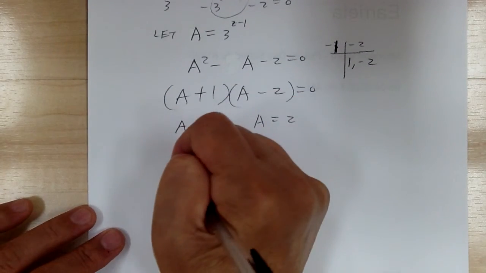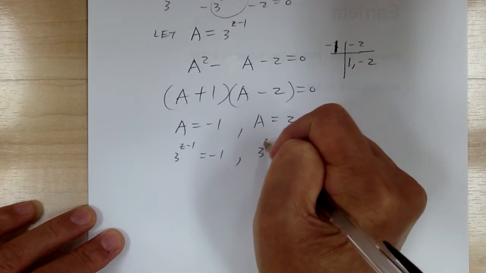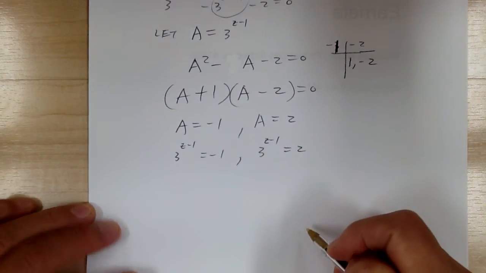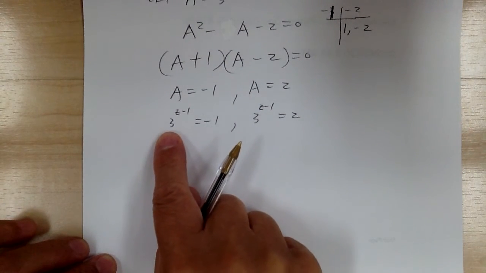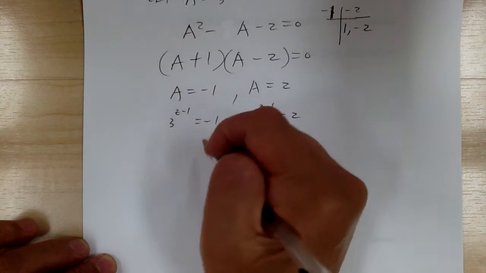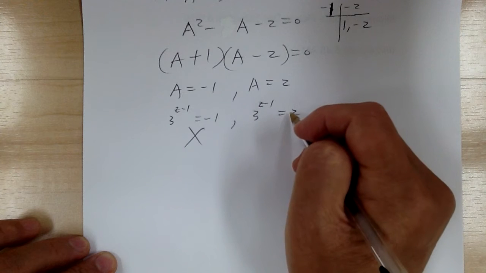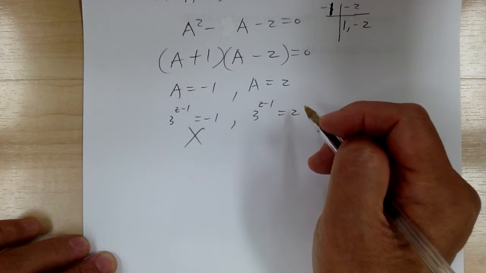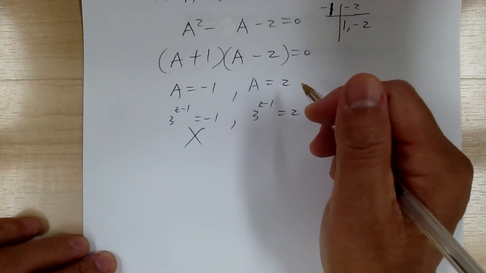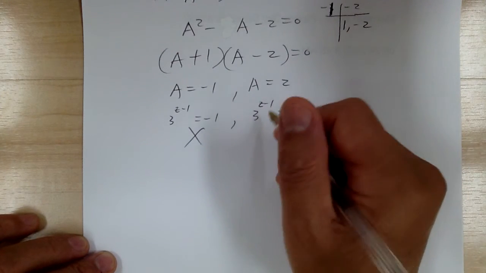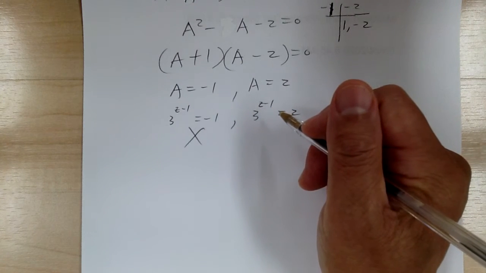So you're going to get 3 to the z minus 1 equal to negative 1, 3 to the z minus 1 equal to 2. Okay, so from here, 3 to the exponent equal to negative 1. This is no good. Okay. Now this one over here, you can go and use the change of base.